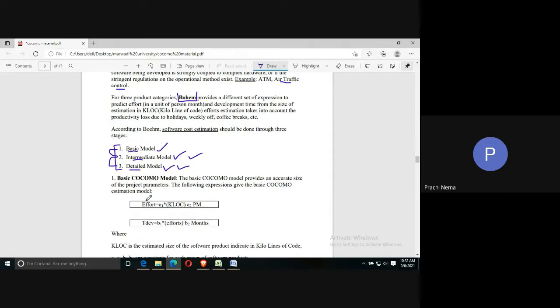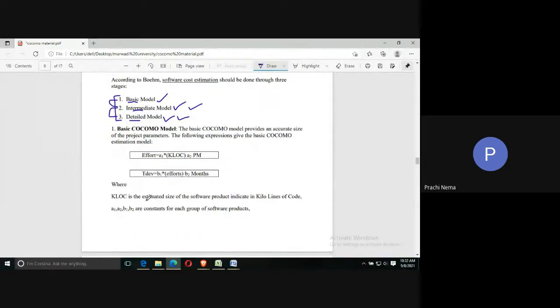Okay. If we talk about the basic model, what is the formula used here to calculate effort and time? The same formula is there. Just now I told you that to calculate effort, the formula was A1 into size, that is kilo lines of delivered code, to the power of another constant, A2. Same formula is used here. The unit of effort is person-month.